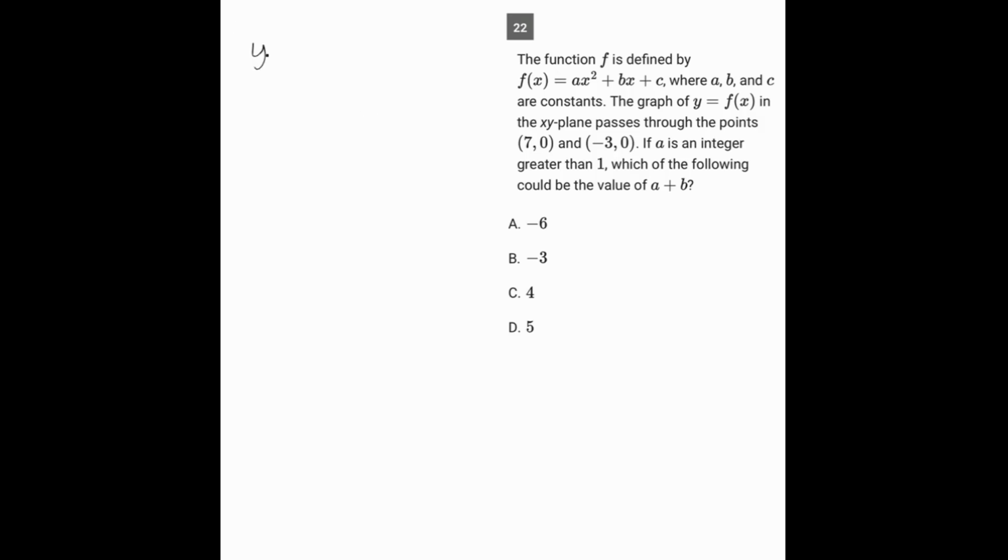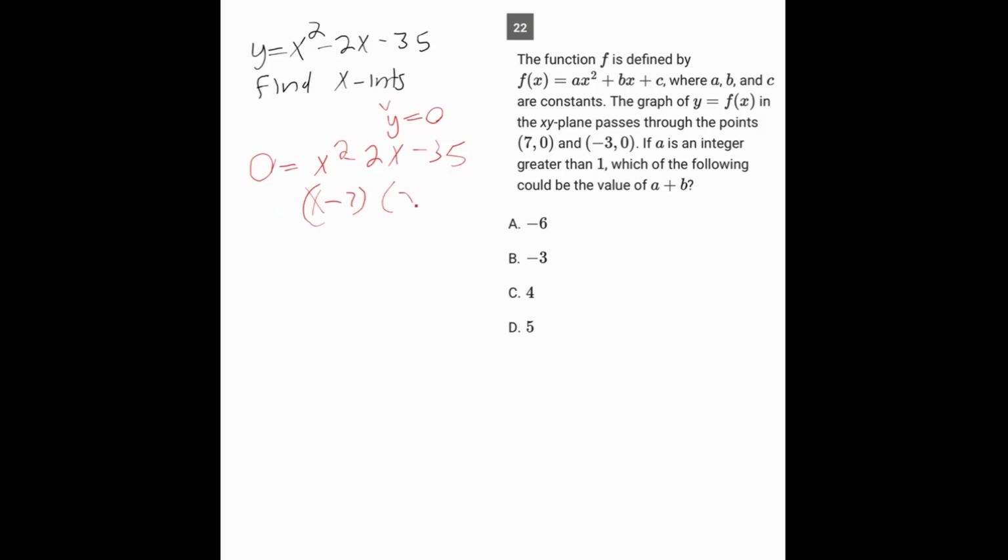For instance, this is not related to this question, but let's say we had this quadratic and we're told to find the x-intercepts. We need to know that the x-intercepts mean that y is 0. So you set y equal to 0. Now that enables you to factor. This would factor to x minus 7, x plus 5 equals 0.